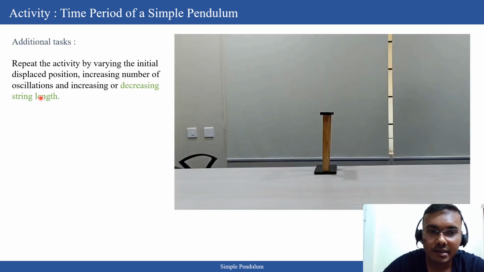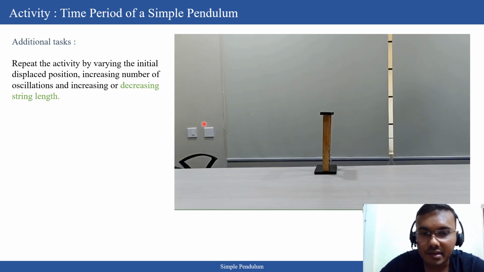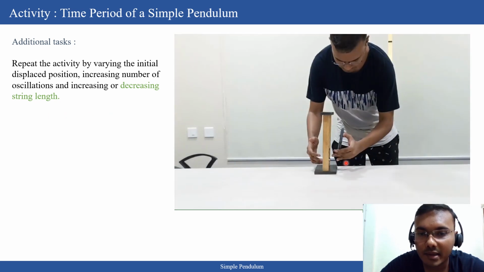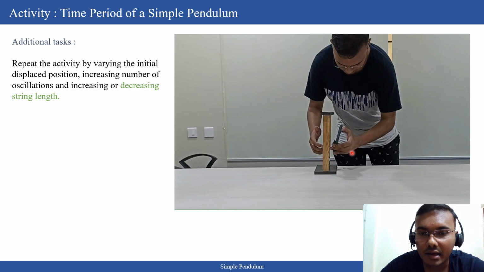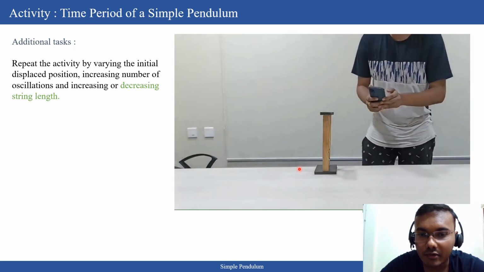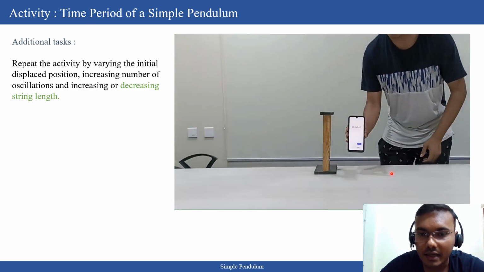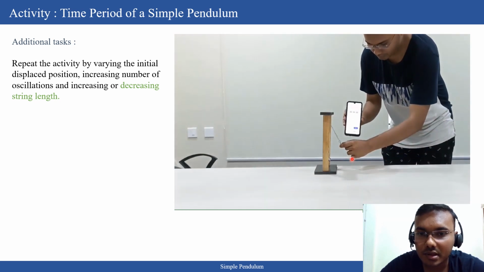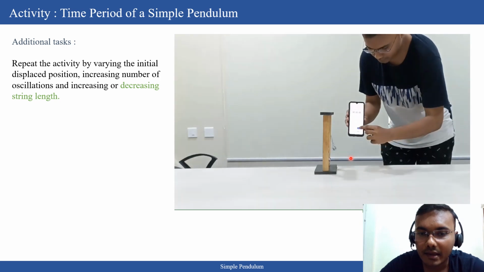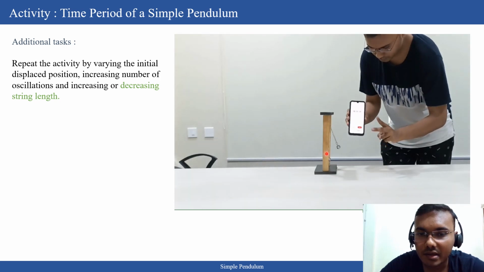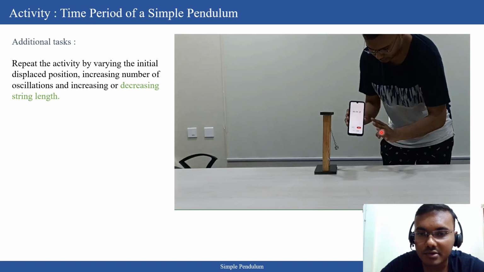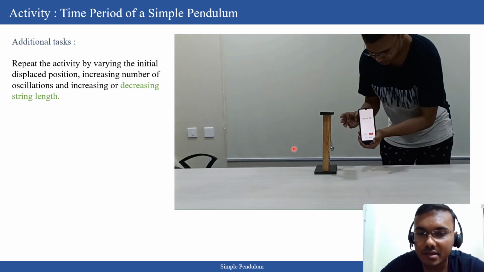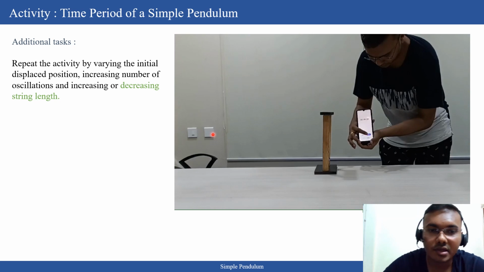So as an additional exercise, I have done the experiment by decreasing the length of the simple pendulum. Earlier it was a case of 18 centimeter. Now I've taken a shorter length of 13 centimeter, and again I have ensured that the pendulum is in rest position, and I have set the stopwatch to 0, and then I have displaced the bob to a certain angle, and then I release it, and when the bob is at the reference position O, I start the stopwatch, record for 10 such oscillations, and then I stop my stopwatch reading.